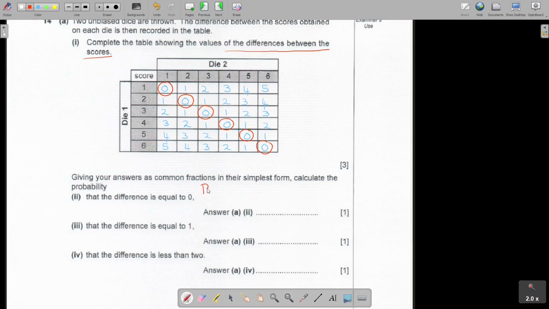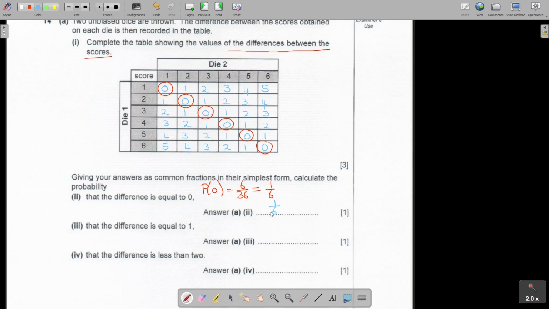Okay, so the probability of 0 is going to be 1, 2, 3, 4, 5, 6. So it's 6. And how many are there? 6 times 6 is 36. How many blocks? But they said simplest form. So if you don't write 1 over 6, they're going to penalize you. Okay, so 1 over 6.